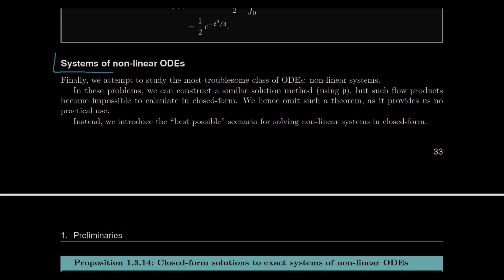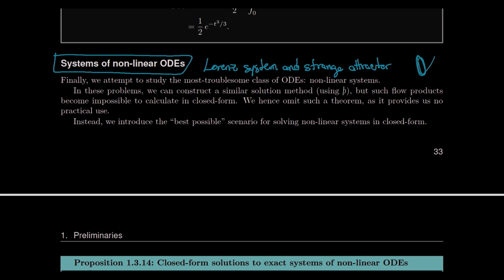A classic example of one of these is the Lorenz system and strange attractor. This is that system that creates that funky butterfly looking shape. This is the Lorenz strange attractor, and it's a chaotic system with no elementary solutions for most initial conditions. So this is a great example of a system of nonlinear ODEs.